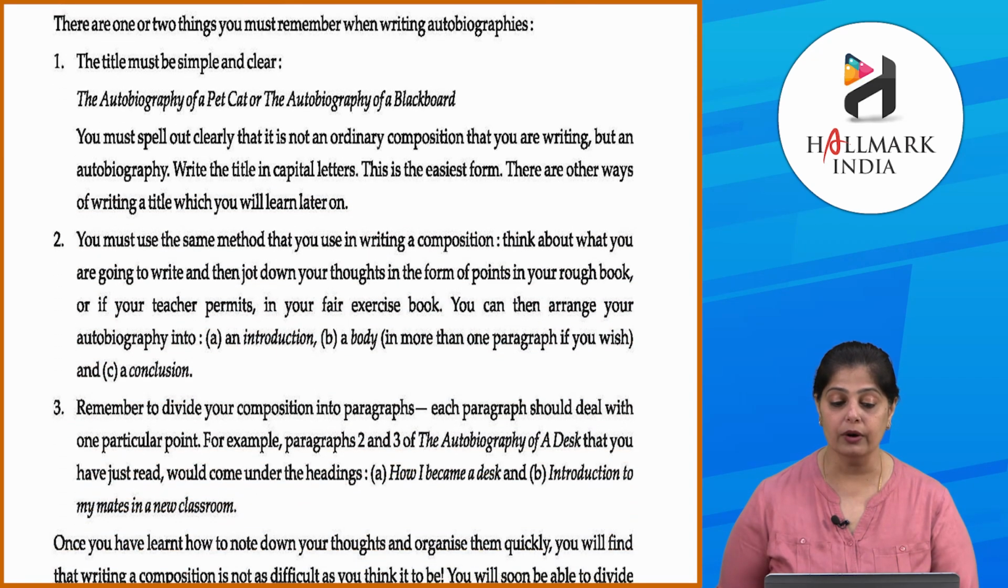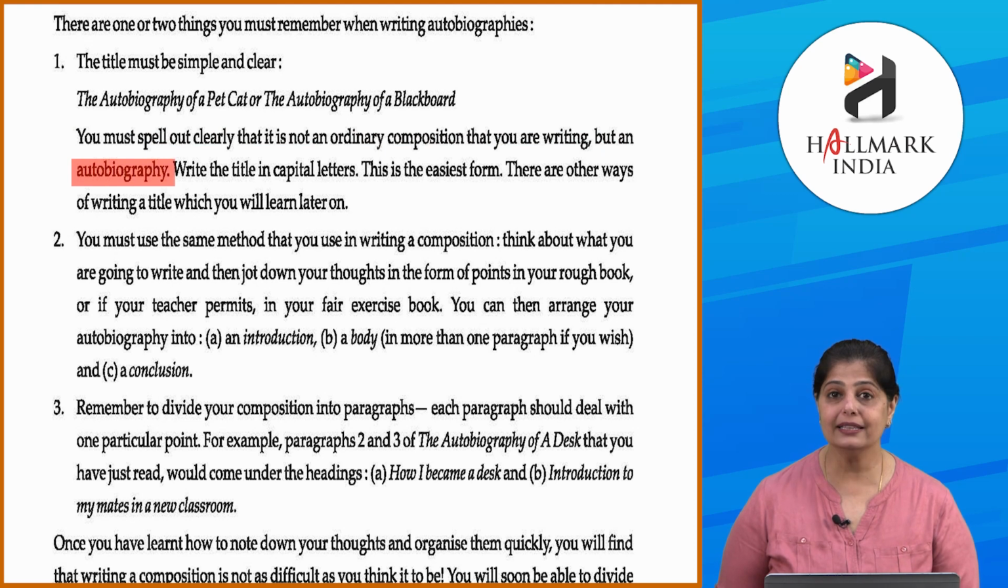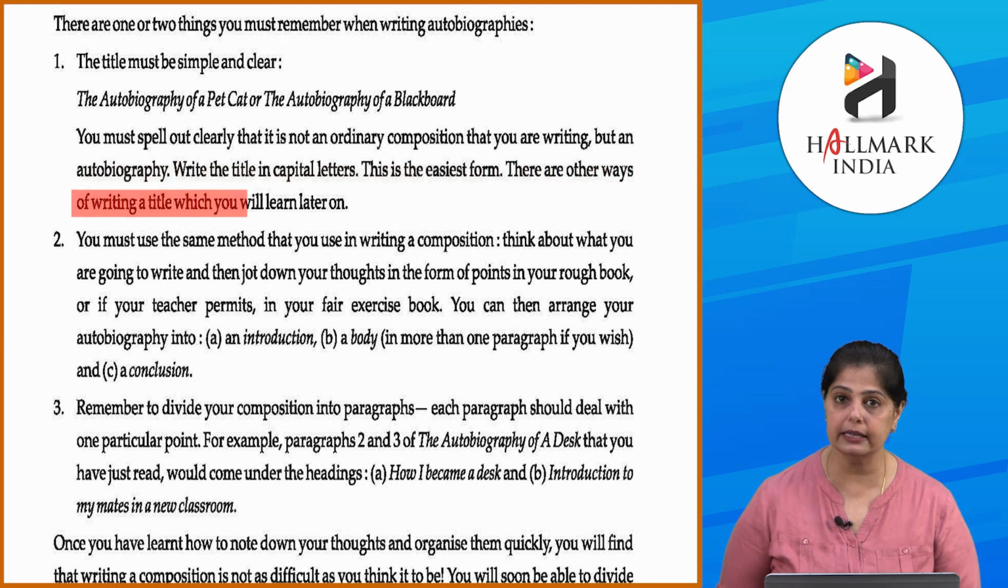So बच्चों, now there are 1 or 2 things you must remember when writing autobiographies. The first is the title must be simple and clear. Okay, the autobiography of a pet cat or the autobiography of a blackboard. You must spell out clearly that it is not an ordinary composition that you are writing, but an autobiography. Write the title in capital letters. This is the easiest form. Okay, there are other ways of writing a title which you will learn later on.